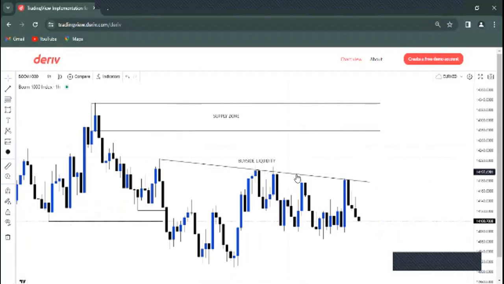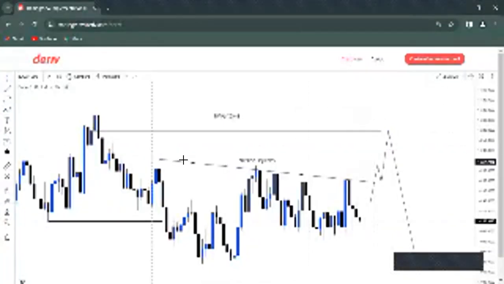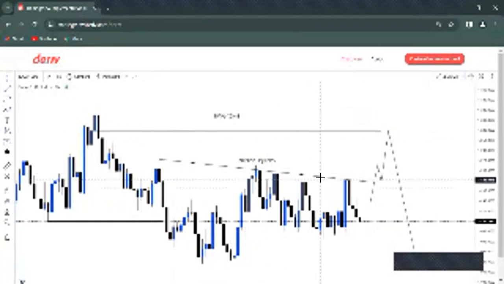You wait for the market to take out this liquidity. How is it going to take out this liquidity? Something of this kind will happen. Price will come and sweep the liquidity resting on that trend line, because these are buy side liquidity. The market will obviously break, sweeping all the liquidity that is preventing the market from going up. That is liquidity.